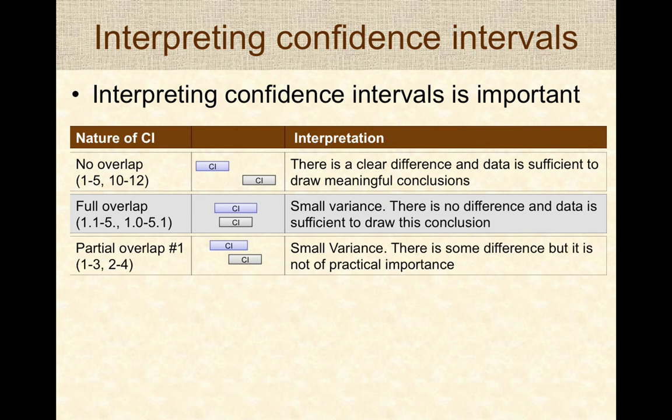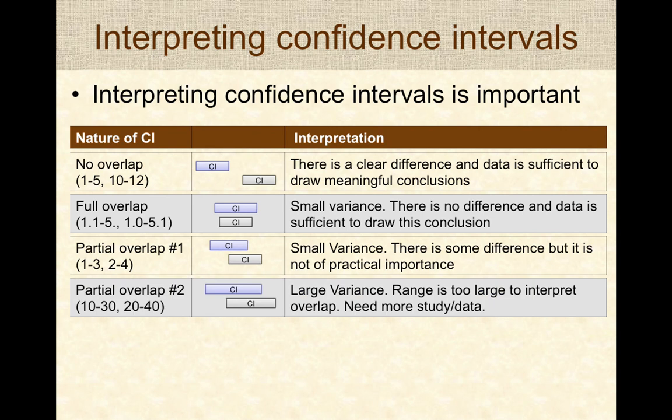If there is a partial overlap in the confidence interval and the variance is small, here we can still conclude that there is some difference, but it's not of practical importance. That means the performance of the two versions is sufficiently similar to each other and it would be hard to distinguish between them. But there's another case where there is partial overlap, but the variance is pretty large. So in this case, the range of data is too large and we cannot draw meaningful conclusions from it, and we need more data in order to draw some meaningful conclusion.